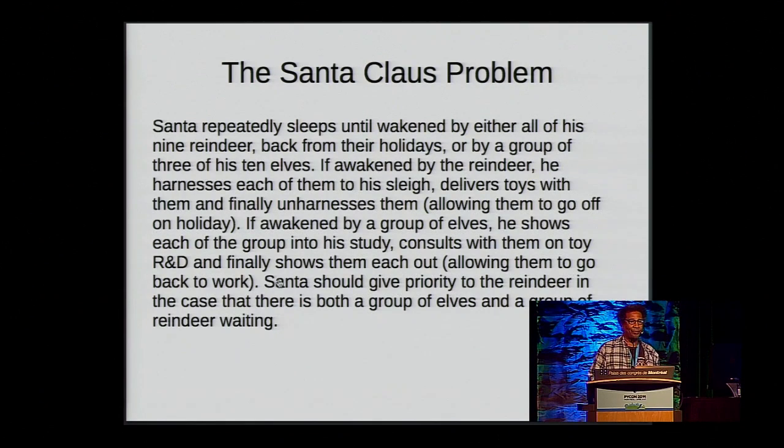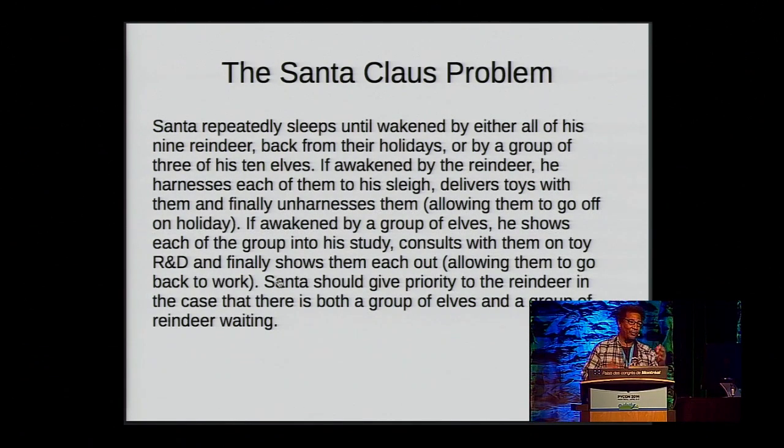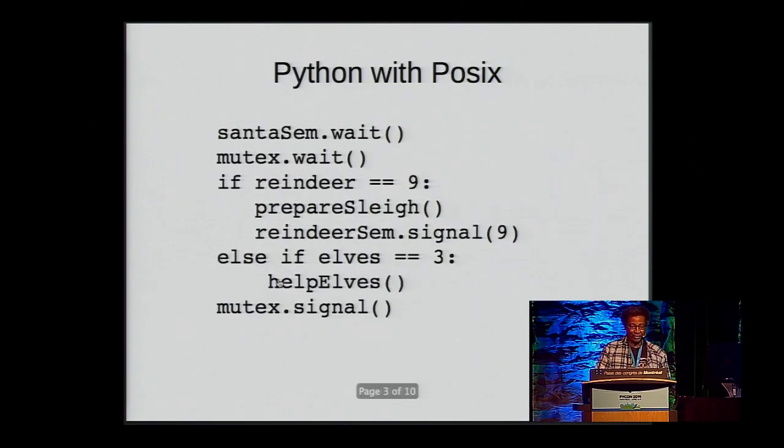The main problem is there seems to be an impedance mismatch between how we see a problem, which is essentially we wait for either nine reindeer to arrive or any group of three elves out of Santa's numerous elves. And in case both the reindeer and the elves arrive at the same time, reindeer get priority.